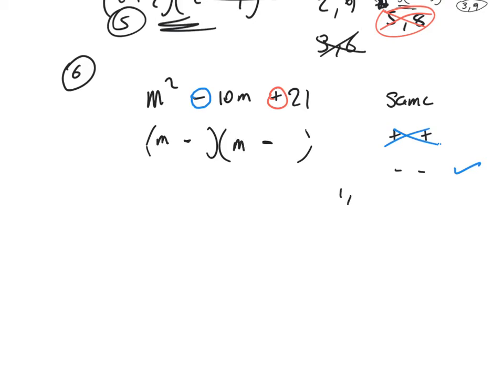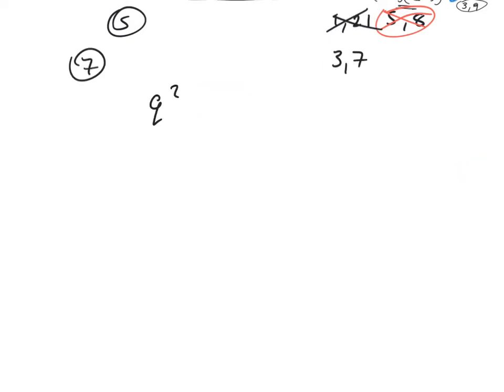So for 21, 1 times 21 and 3 times 7. So it's going to be m minus 3, m minus 7. Minus 3 times minus 7 is plus 21, and minus 3 minus 7 is minus 10. Example 7. Okay, q squared minus 14q plus 45. The product is positive, the signs need to be the same.